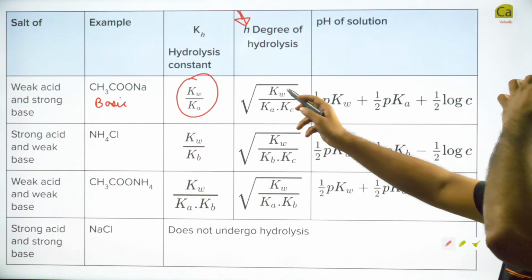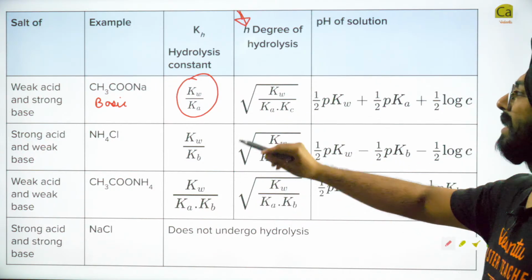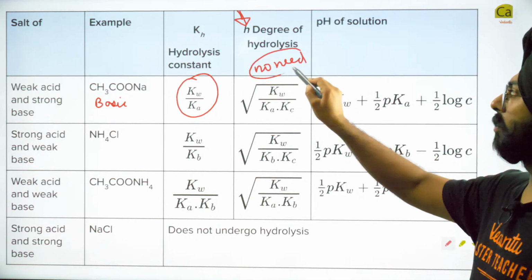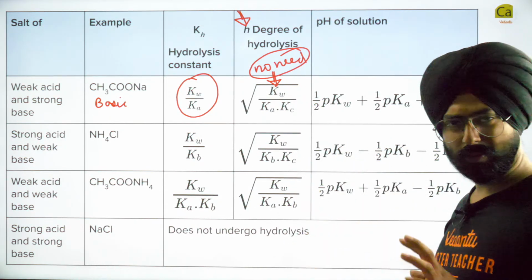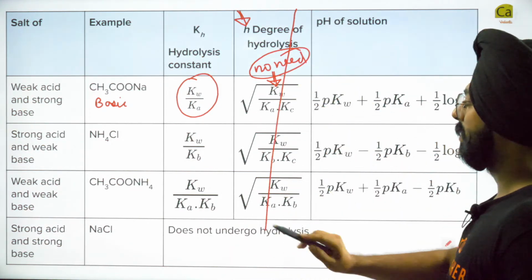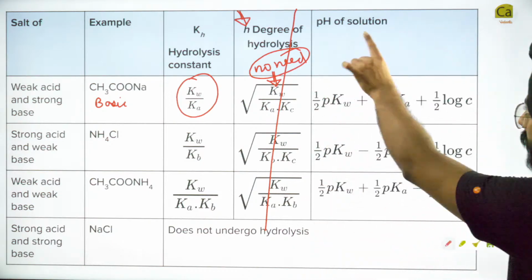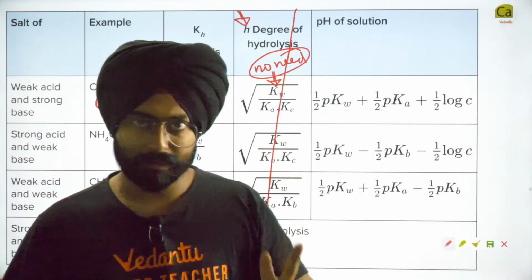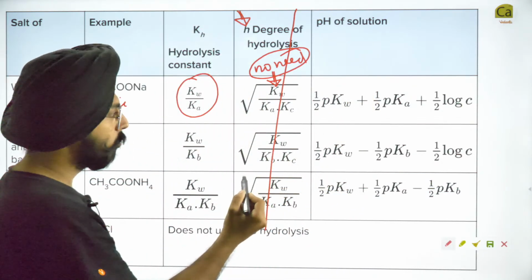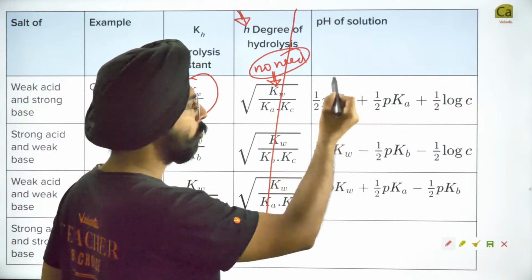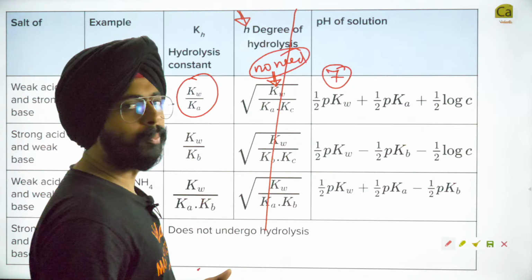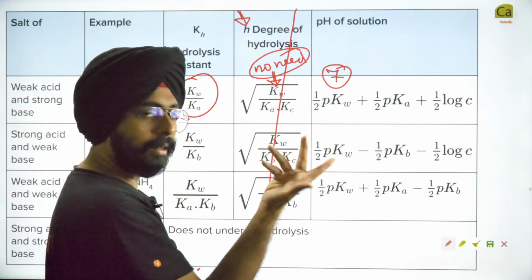So that can be written as root of Kw by Ka into C, but you don't need to remember it. There is no need to remember this idea, because this is anyway something that you can solve. So even if you don't remember it, it's fine. pH of the solution is very important, and we had derived the first two ideas. So half of pKw, which most of the time is equal to 7, because we consider our reactions to happen at 25 degrees Celsius. So take it as 7.